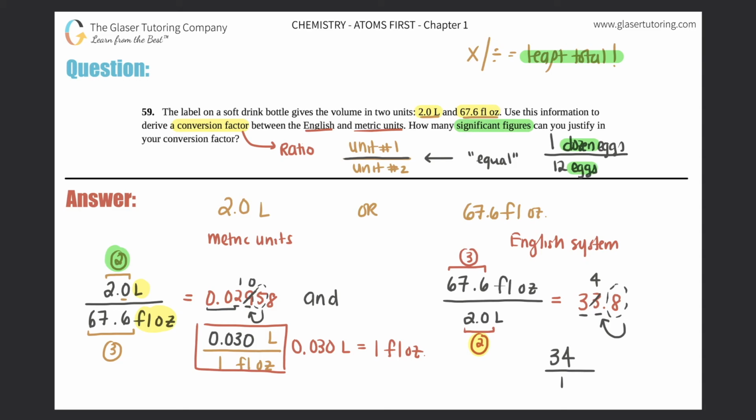And now I add my units. In this case, fluid ounces was on the top and the liters was on the bottom. So I have to keep it constant. Fluid ounces are on the top, liters are on the bottom, and there you go, that's your ratio. Box that off. This ratio says that 34 fluid ounces equals 1 liter. These two conversion factors are equivalent to each other, but they're just flipped. It doesn't matter which one you use when you do your actual conversions, you'll still get the same answer. But this is how you derive a conversion factor from actual amounts that they give you.